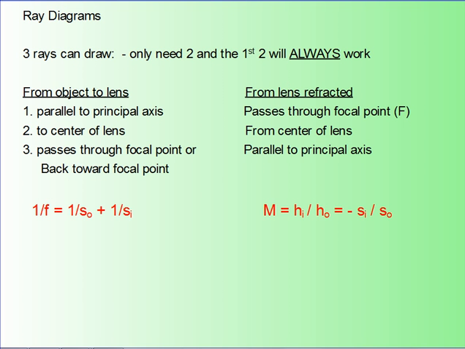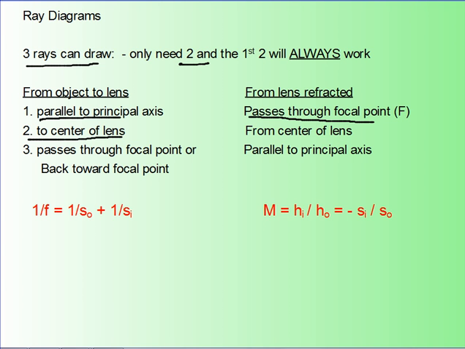Now, the ray diagrams are very similar to the mirrors. We're going to draw 3 rays, but you really only need 2. The first 2 are always going to work. The first one is in parallel, and then it's going to refract through the focal point. Now the second one is very easy. It goes from center all the way through. That's the easiest one to draw. The third one goes from the focal point, or back toward the focal point, depending upon whether you have a positive or negative focus, and then out parallel to the principal axis.